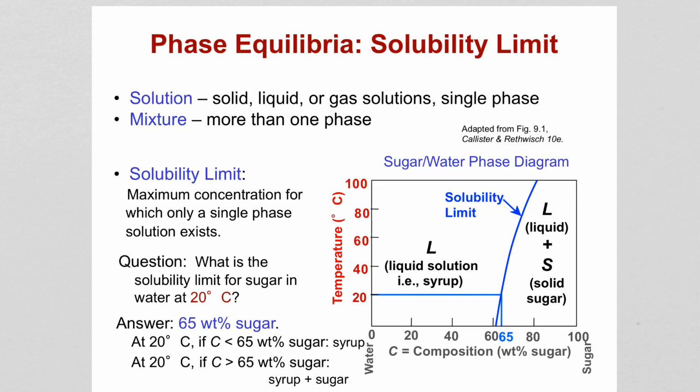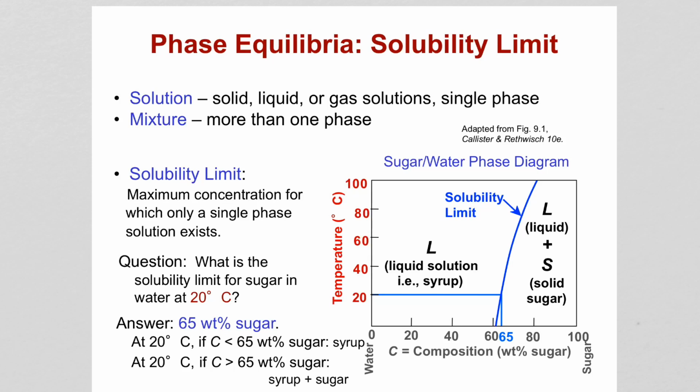Let's learn about solubility limit. Let's look at some terms. Solution means one single phase. It can be a solid phase, a solid solution, or a liquid phase, or a gas. These are all single phases. And a mixture is more than one phase.